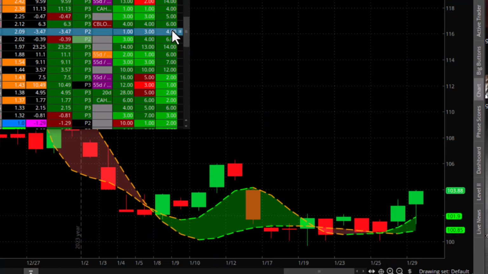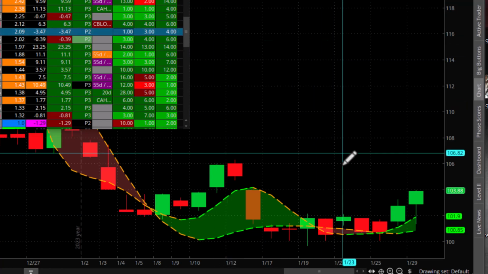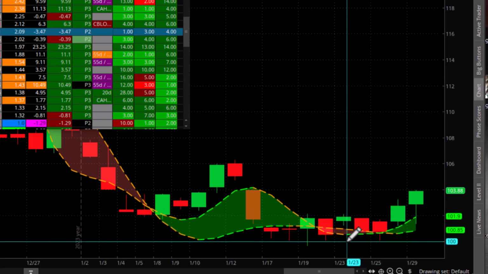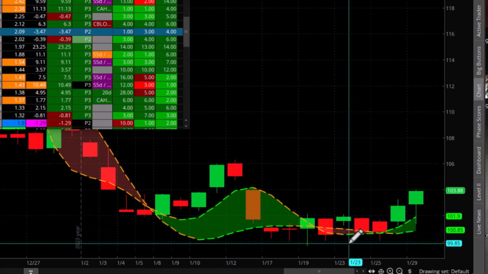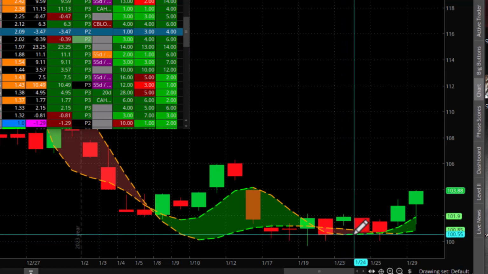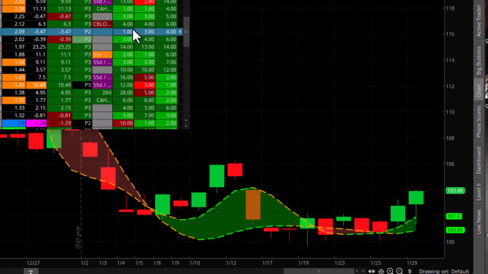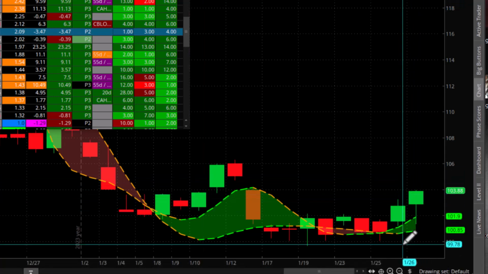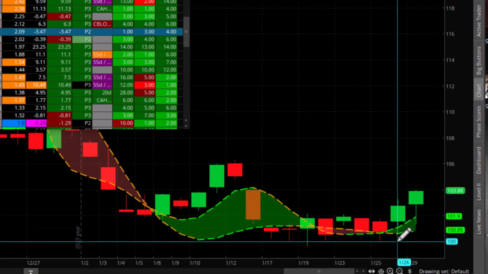The 10-day Hull has been bullish for the last 4 days. So 1, 2, 3, 4. And there's the 10-day Hull right there where it changed from going down to going up. And according to this, the 20-day Hull changed 1 day ago. So here it is, 1, and there it is. The 20-day Hull is right there.